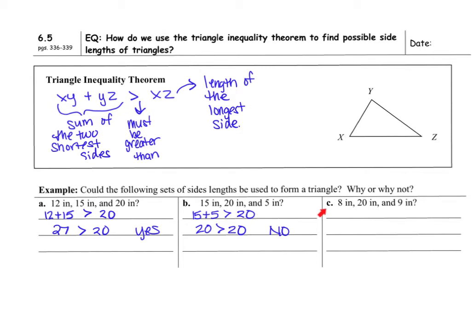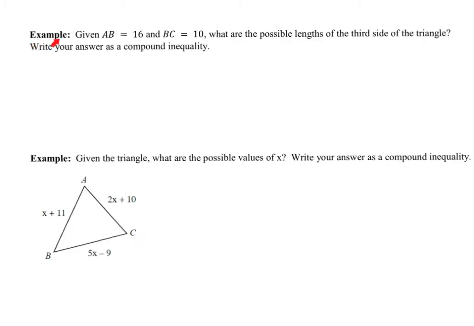Would you be able to form a triangle with side lengths 8 inches, 20 inches, and 9 inches? The two sides you would add together are the shorter sides of 8 and 9. So 8 plus 9 is 17. 17 is not greater than 20, so you would not be able to form a triangle with these three side lengths. Let's take a look at a different example.